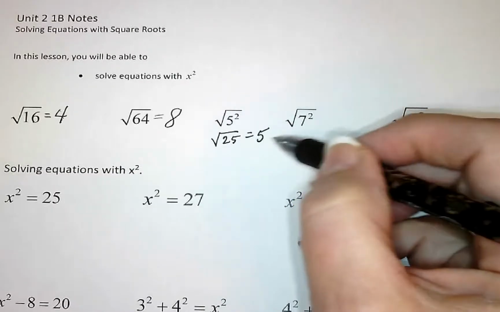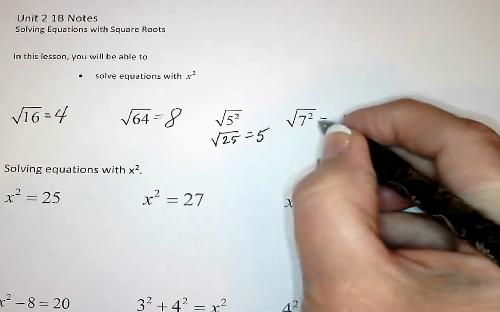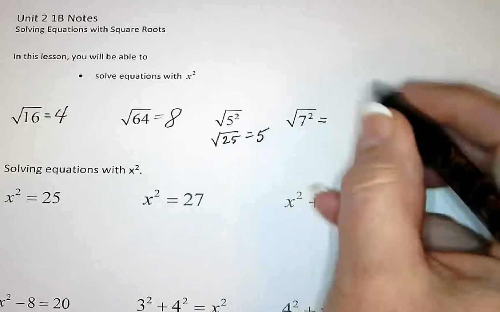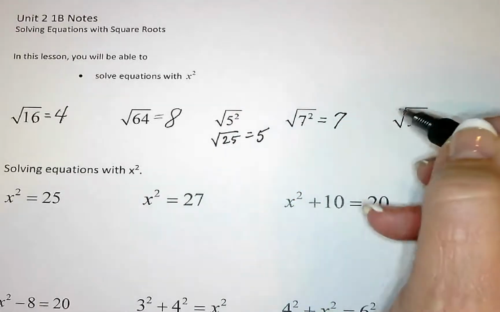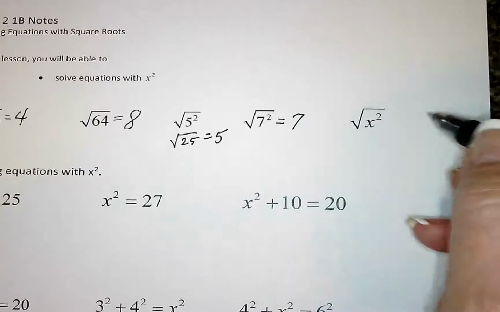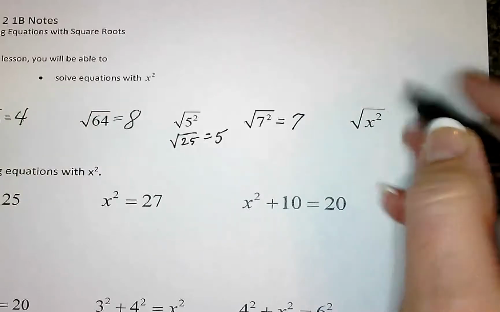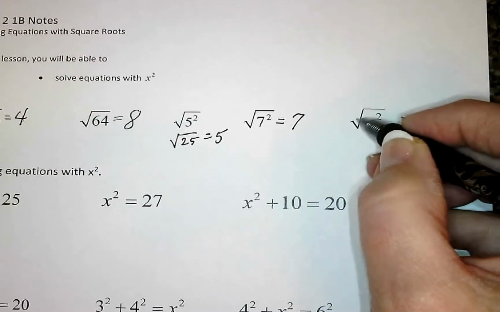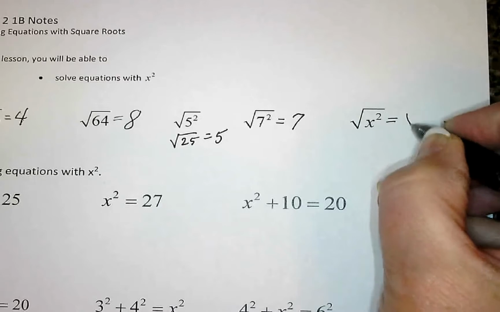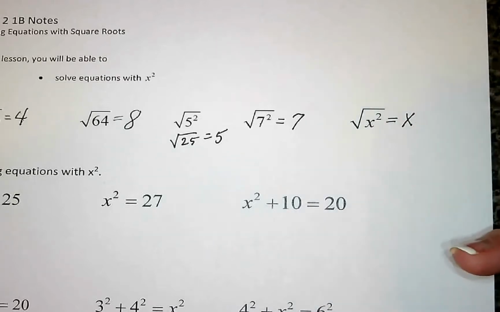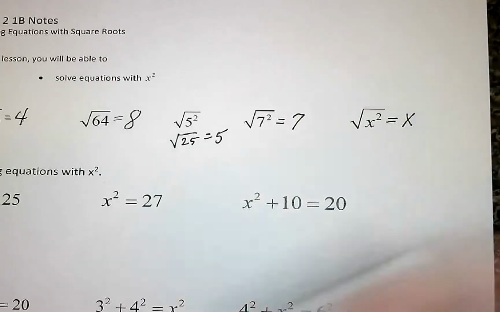Going from that example, we should be able to do this one right away. Square root of 7 squared should be positive 7. Again, that's with no square root over it. So here's what happens when I square root an x squared. It's kind of like the squared and the square root cancel each other out. And so that will leave me just with x. And remember, when we solve equations, that's what we're trying to do, find the value of that variable.